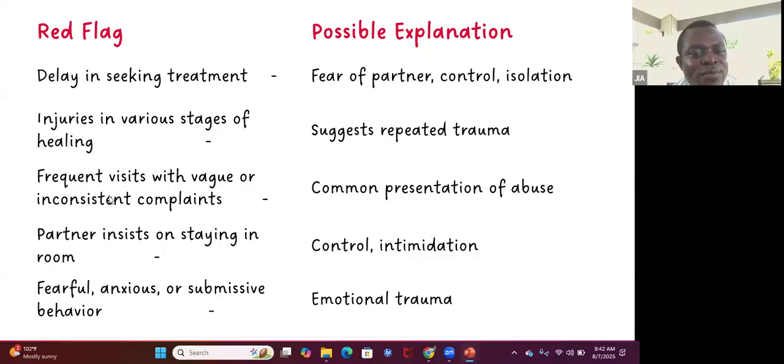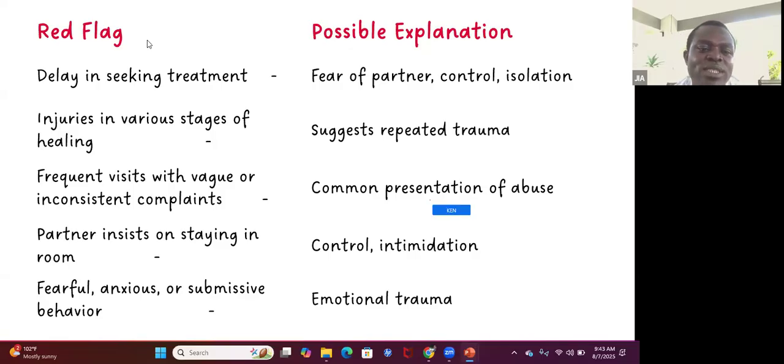Okay. The next one, frequent visits with vague or inconsistent complaints. So sometimes you can have the victim also coming to the hospital frequently, but they can't tell out their main issues. Or sometimes they might try to lodge a complaint, and what they say doesn't sit together with what is actually happening. So when that also happens, just suspect abuse.